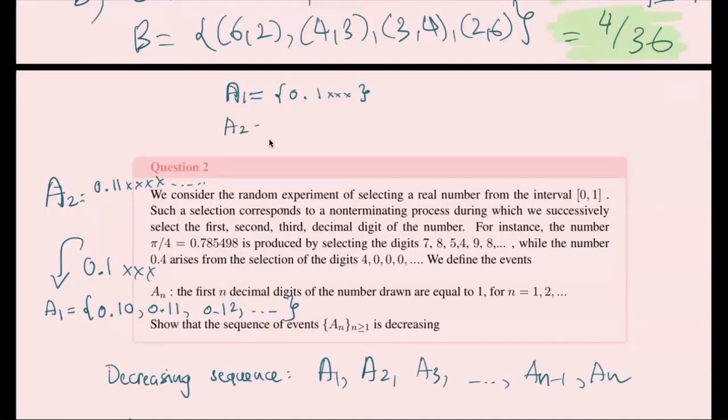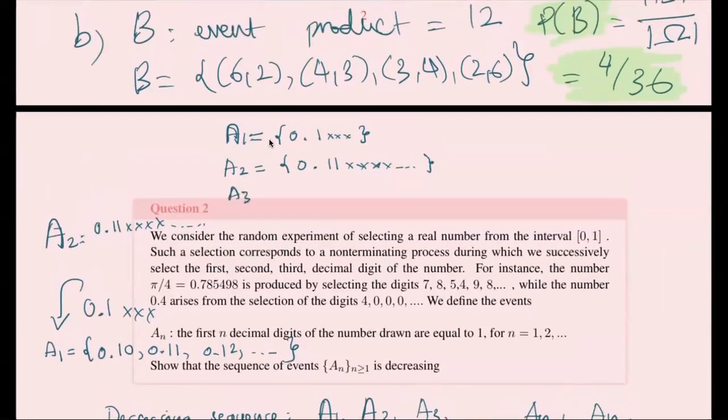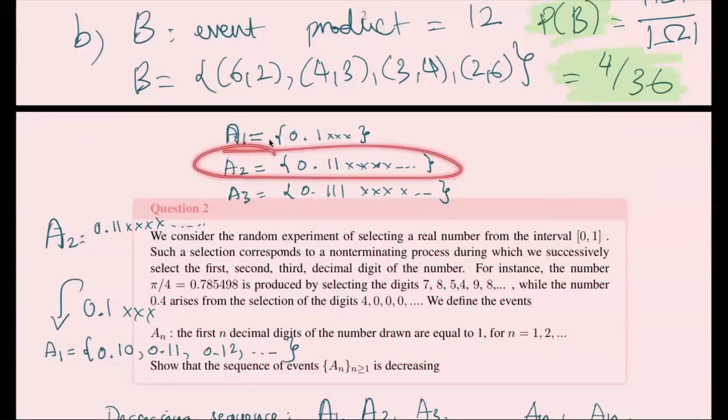And then A2 is 0.11 something, right? Oh, okay. Because the first 2 decimal digits are 1, and then A3 would be 0.111 something. I get it. So they are asking you to prove that this set is a subset of this. I get it now. Yeah.